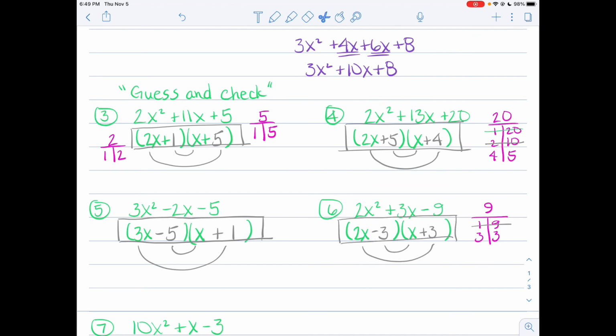One could have been that the negative sign was back here and the positive sign here, but that one didn't work. And finally, I got the correct answer because I had negative 3 times x gives me a negative 3x, 2x times 3 gives me a positive 6x, and 6 minus 3 is 3. So I got my middle term there, and so this is my final factored form.